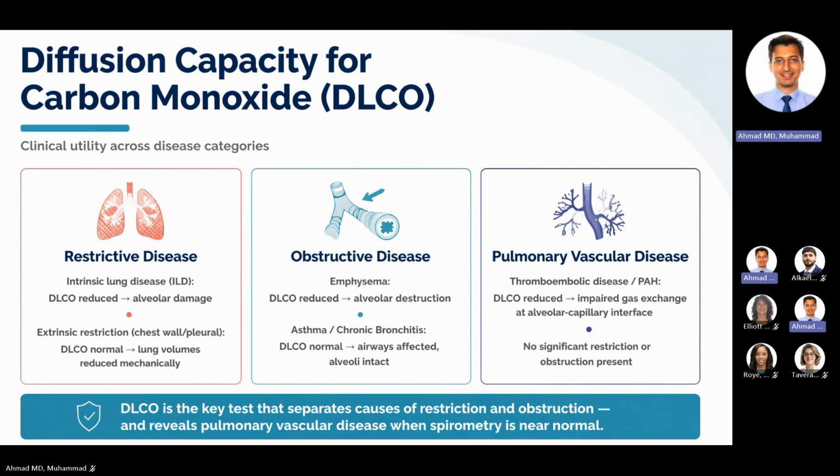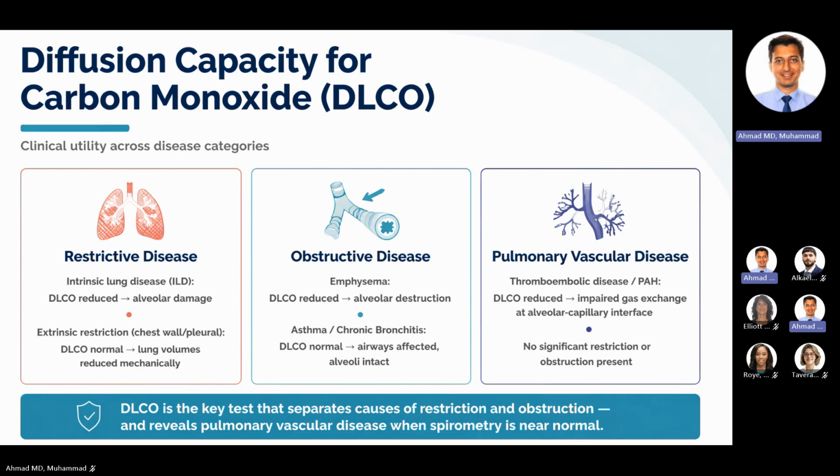So if you have findings consistent with COPD with normal diffusion capacity, these individuals probably have asthma or chronic bronchitis. While if you have a PFT consistent with COPD with a low diffusion capacity, these individuals have emphysema. And of course, if you have a pulmonary function test which is completely normal with an isolated decrease in diffusion capacity, which is impaired gas exchange at the alveolar capillary interface, suspect pulmonary vascular disease, such as thromboembolic pulmonary disease or pulmonary arterial hypertension.